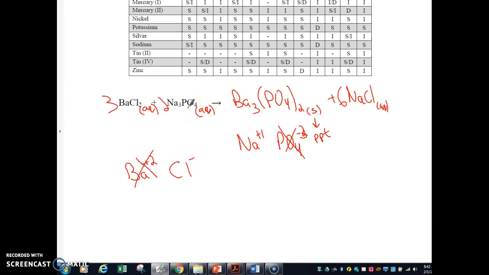Alright, so we predicted the products. We know the reaction will happen because we get a solid precipitate. We wrote the aqueous symbols for all the other things, and then we balanced it. So that is activity series and solubility charts.